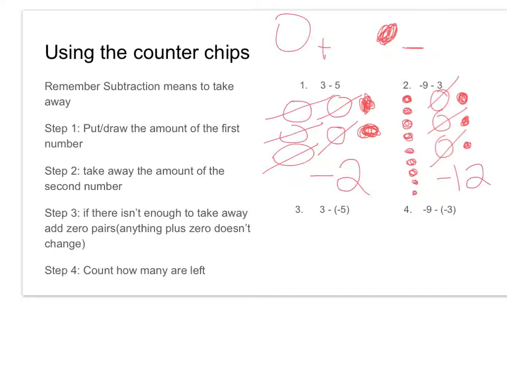Let's look at example 3. We have 3 minus a -5. So step 1, we're going to put our 3 positives. Step 2, take away the amount of the second number. It wants us to take away a -5. Do we have -5s to take away? No, we have 3 positives. So that means we have to add in 5 0 pairs to get those negatives. So remember, a 0 pair is a negative and a positive. And also, when we're adding these 0 pairs, it does not change the amount of our first number.